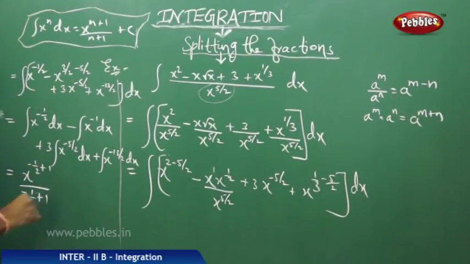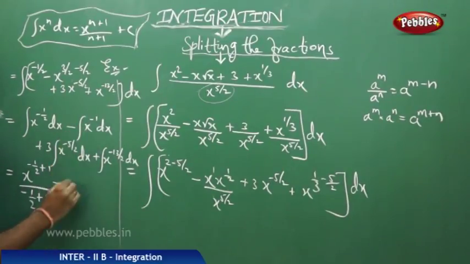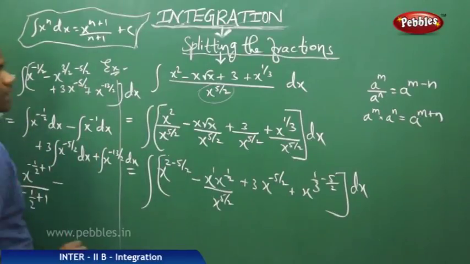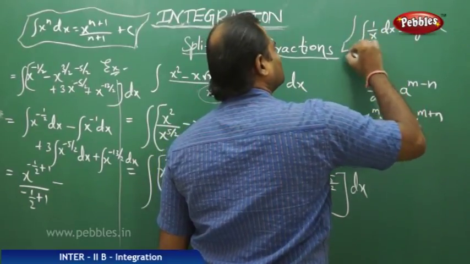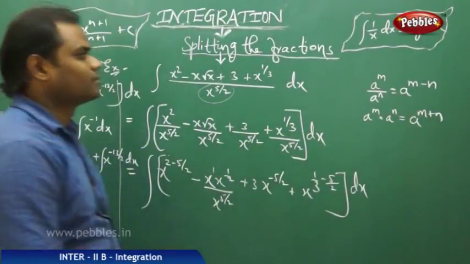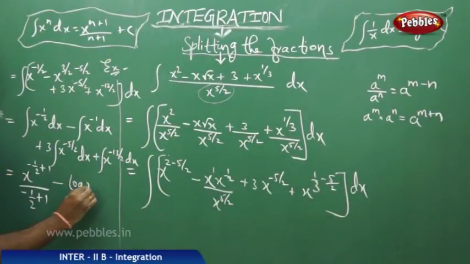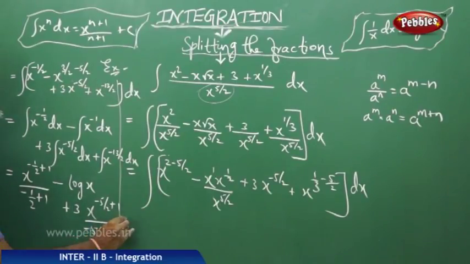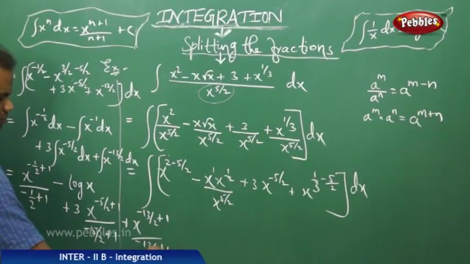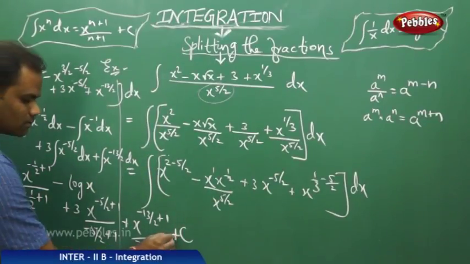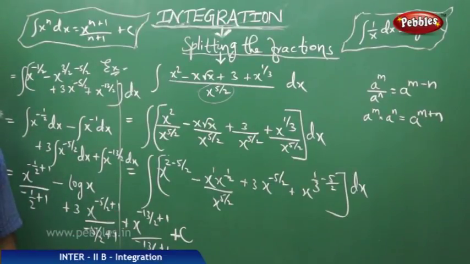n plus 1 by n plus 1 minus, this is integral 1 by x, which I have is log x plus c, and therefore integral 1 by x is log x and plus 3 times x power minus 5 by 2 plus 1 by minus 5 by 2 plus 1, and then plus x power minus 13 by 2 plus 1 by minus 13 by 2 plus 1 plus c is what we get when we integrate each of the functions out here.